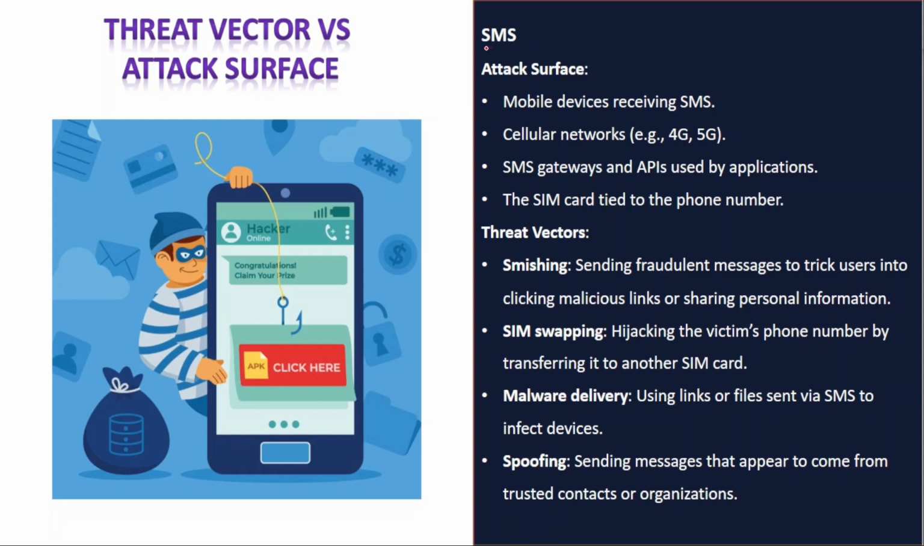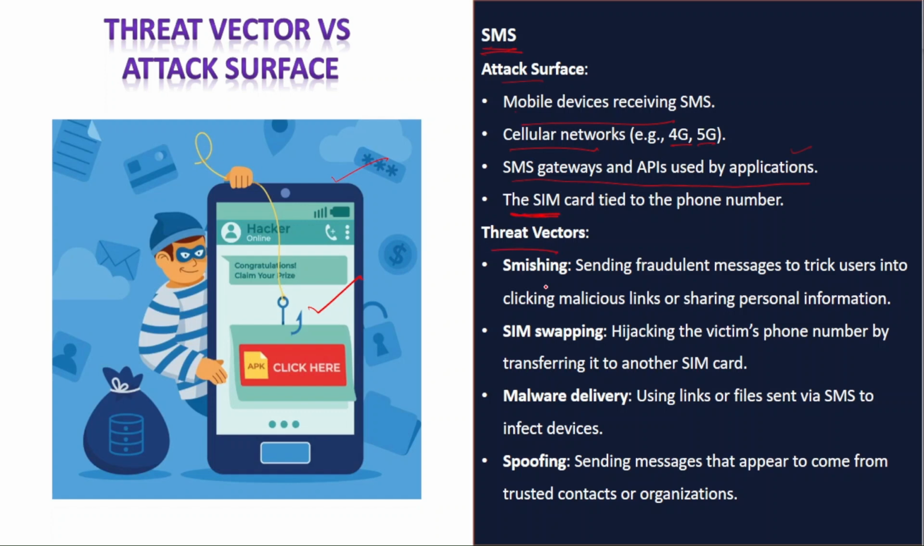Second thing is SMS. This is also messaging, but through the mobile. The attack surface for SMS includes, of course, the mobile devices or smartphones that receive and send the SMS, the cellular network of your service provider, including 4G and 5G, SMS gateways and APIs used by applications, and the SIM card that is used to send or receive SMS. It could also be exploited, and it is also an attack surface.